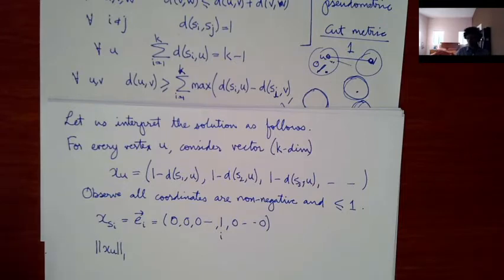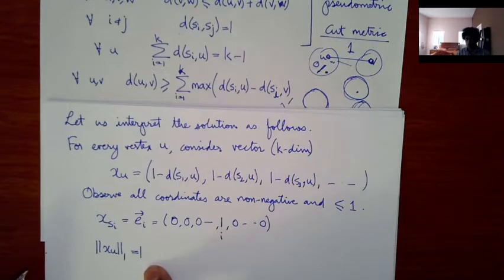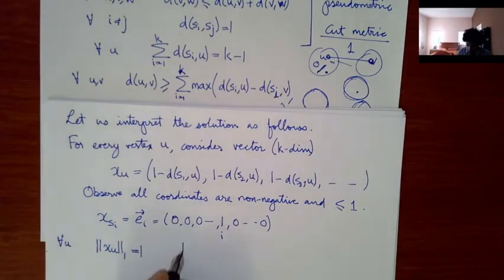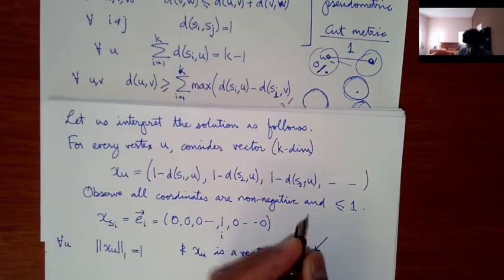What is the sum of coordinates? Is it not 1? It's 1, exactly. So every vector has non-negative coordinates and has a sum of 1. This is a distribution now. So for all u, essentially x_u is a vector in delta k. This is the k-dimensional simplex.